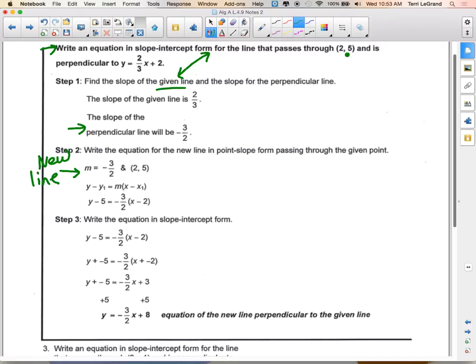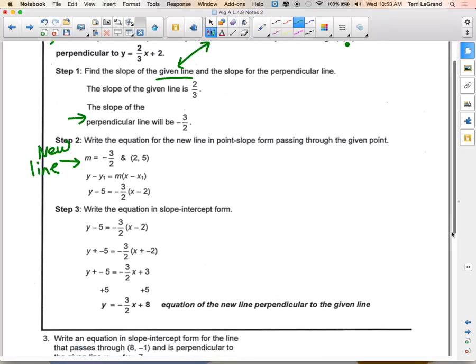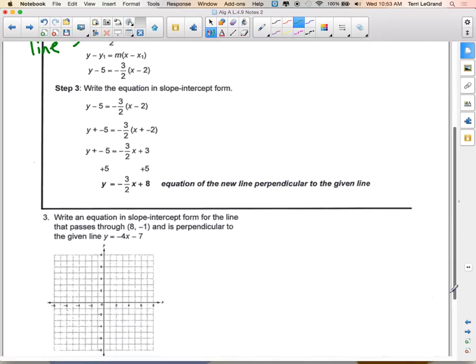So here we were working with the given line. Now in step 2, we're working with the new line. The new line has to have this slope. It has to go through that point. Notice what we're using, point-slope form. Substituting into it. And then in step 3, getting that put into slope-intercept form. And we have our equation of our new line. This is our new line. Put this in your notes.